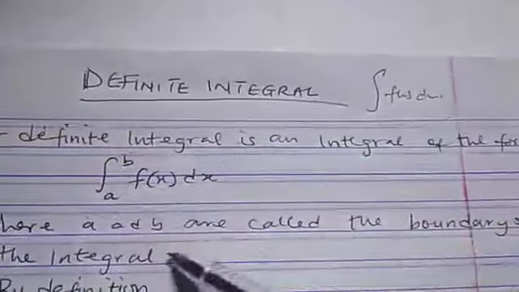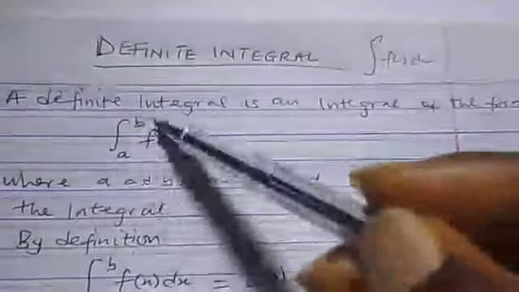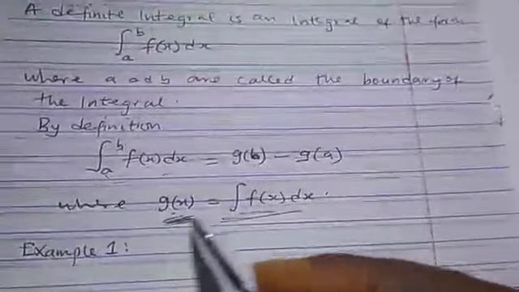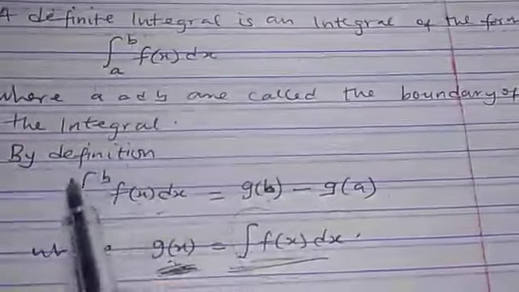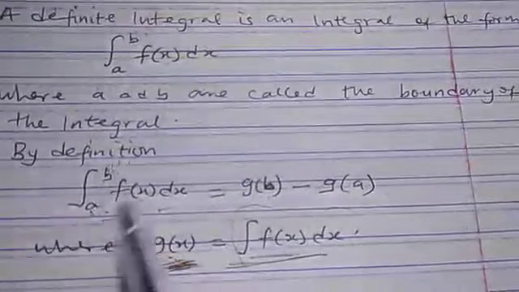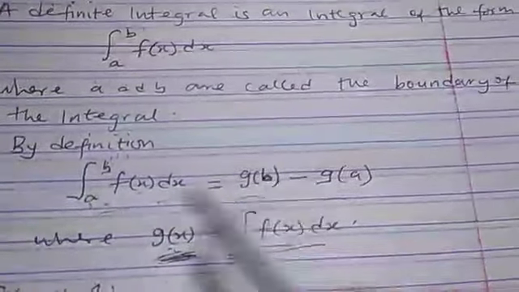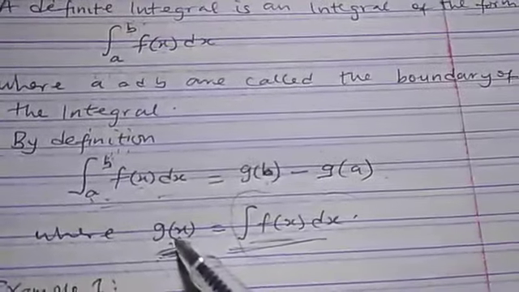These values are called the boundary of the integral. Now, by definition, if g of s is the integration of f of s, that is, if I integrate this and I get this, then if there are values here, the answer will be g of b, that is, we put s to be b, minus you put s to be a inside the answer that you got.